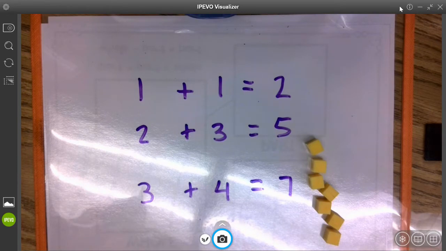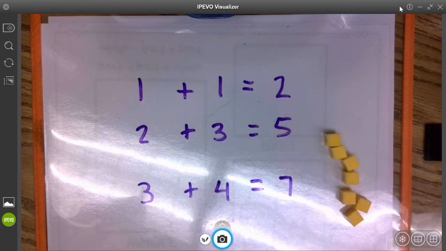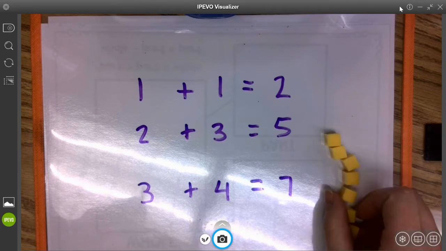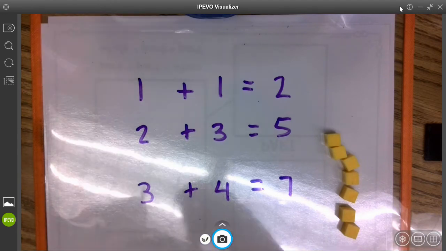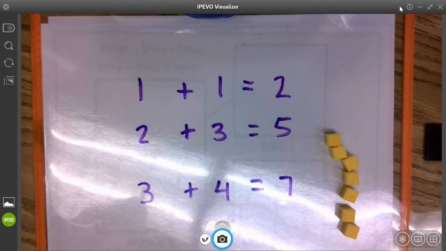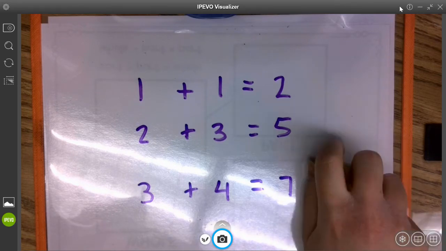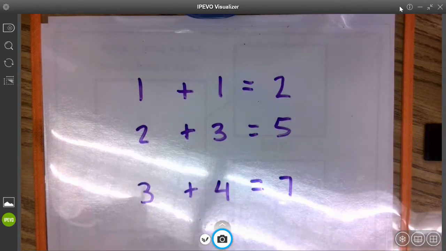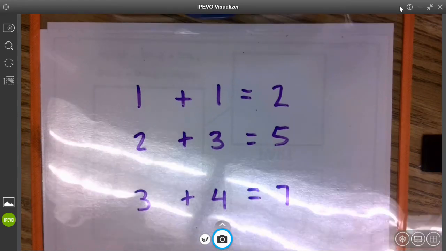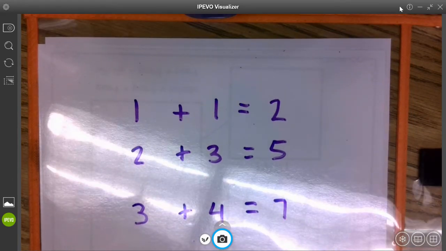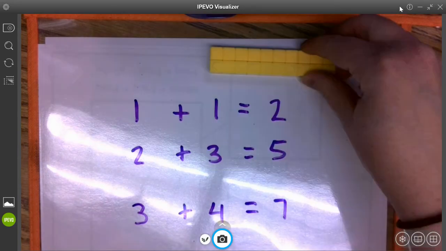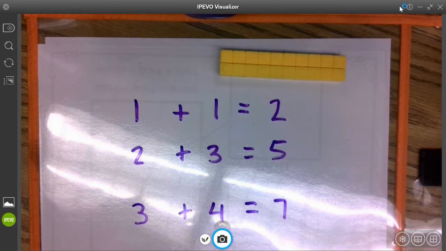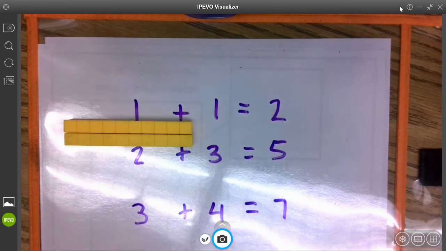Now I'm going to leave those up there. I'm actually going to switch my colors and I'm going to switch one other thing. I'm going to switch my ones for groups of 10. So I'm going to leave these numbers up here. But now instead of saying 1 plus 1, I'm going to say 1 ten plus 1 ten. What do I have? 2 tens.